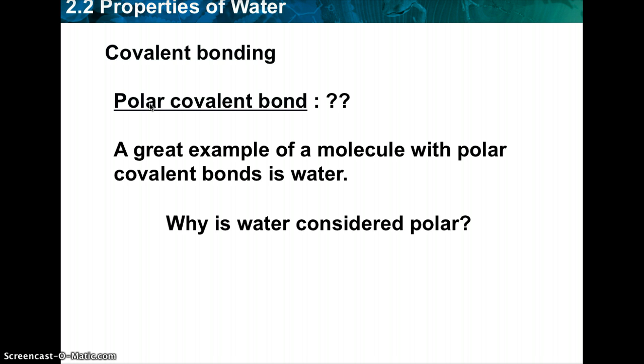And for anything to be considered polar or polar covalent, it has to have a region that is slightly positive and a region that is slightly negative. So when you look at an H2O molecule, you're going to see that the hydrogen atoms are both slightly positive and the oxygen atom is slightly negative. That's what makes water polar.